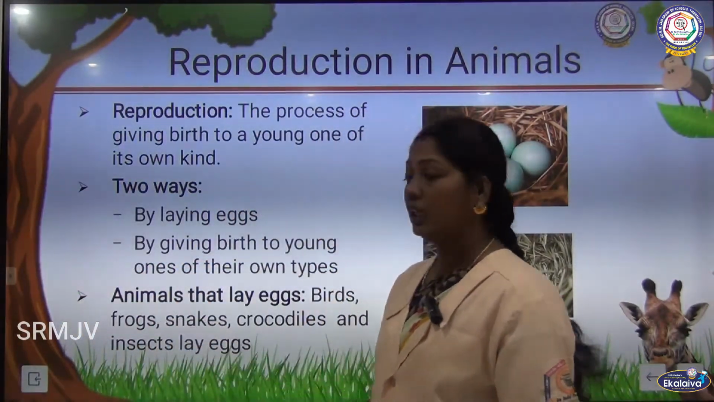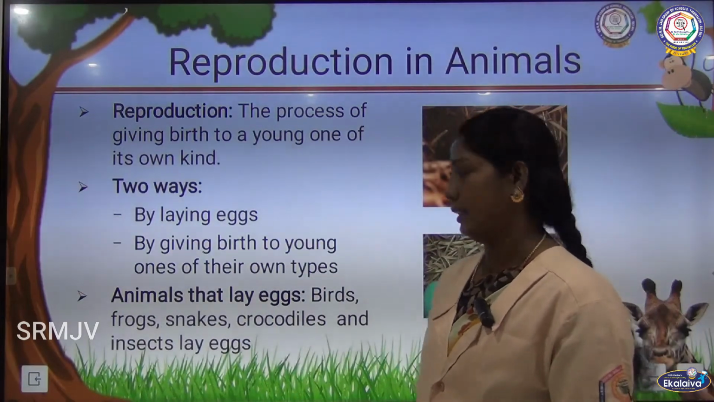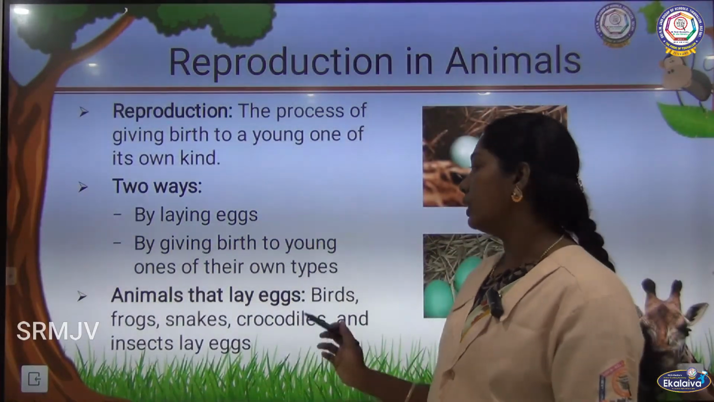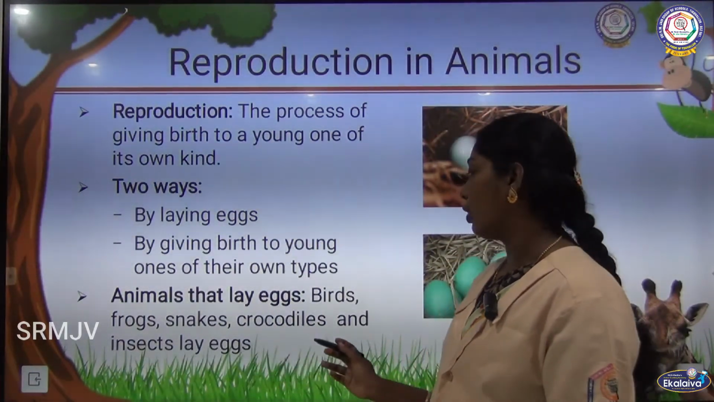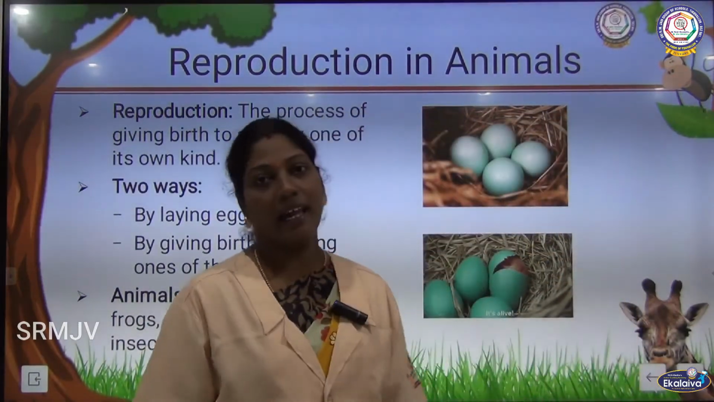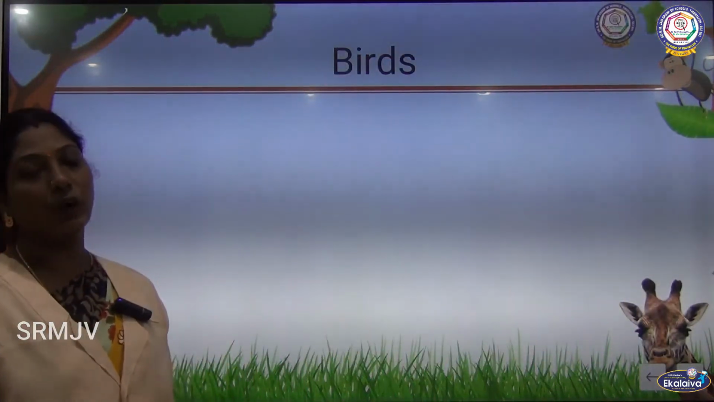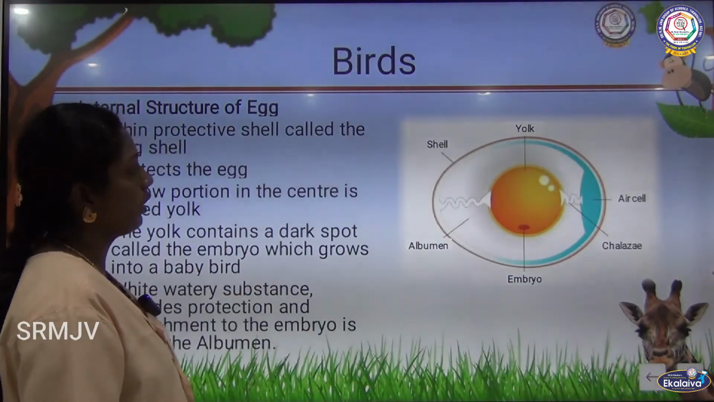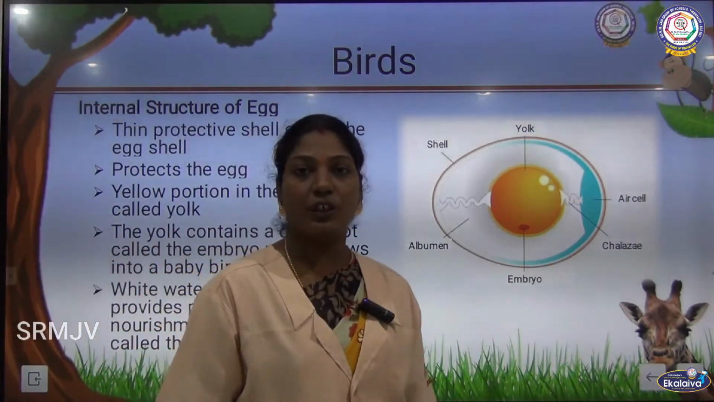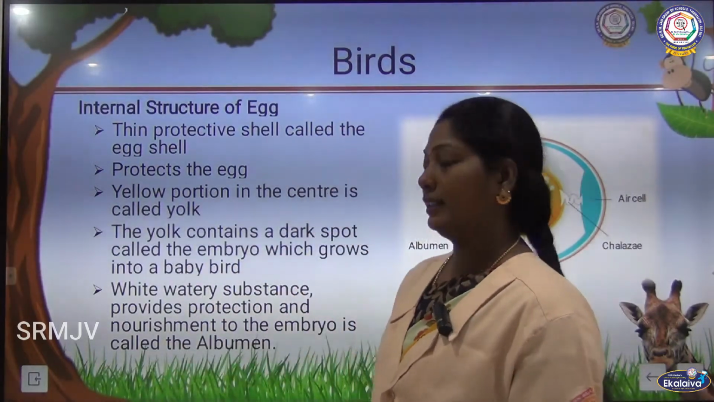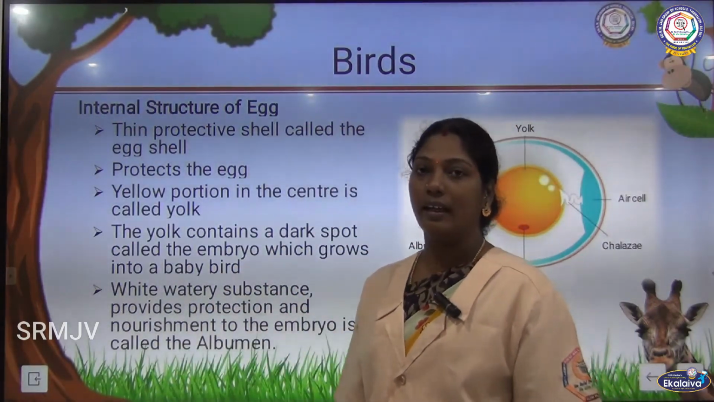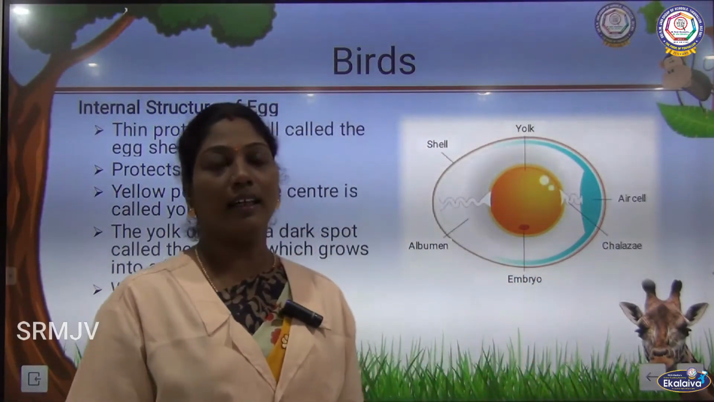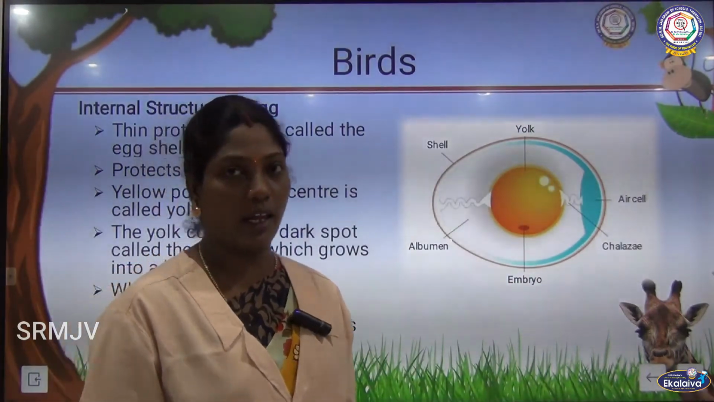Next we are going to see animals that lay eggs. Animals like birds, frogs, snakes, crocodiles and insects lay eggs. First we are going to see about birds. Birds reproduce by laying eggs. Let us see the internal structure of an egg.